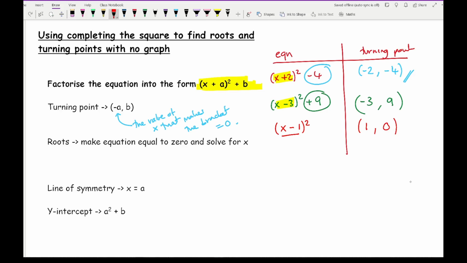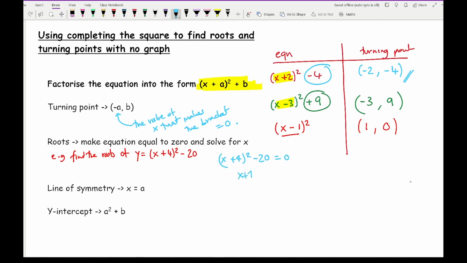Now to find the roots, all you need to do is basically make the equation equal to 0 and solve for x. So for example, if I had to find the roots of y equals x plus 4 squared minus, let's say, 20. So for this, what I need to do is make it equal to 0. So x plus 4 squared minus 20 equals 0, and then solve it for x.